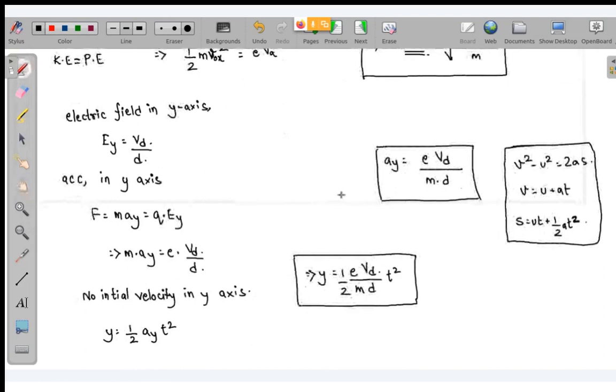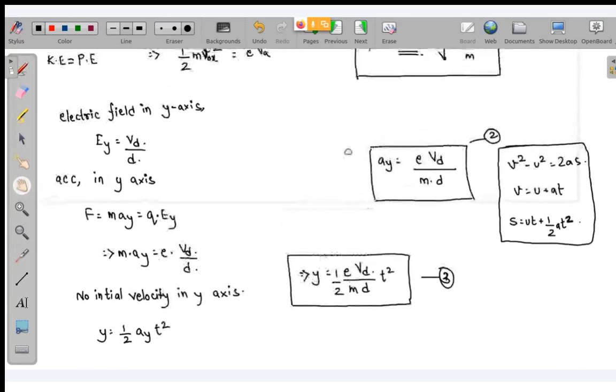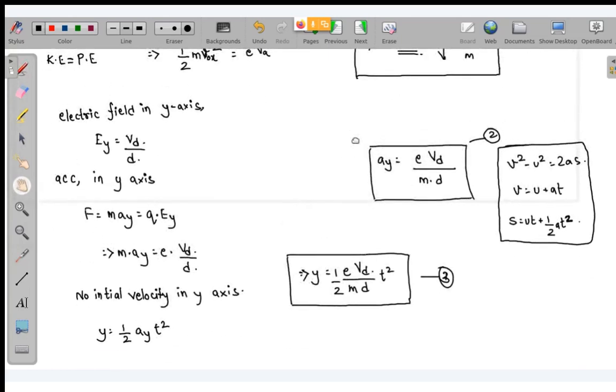So let this be equation 3, this be equation 2, and this be equation 1. Tell me, up to this point, have we understood or not? If you have understood, please note down. I am giving you 1 minute. Please note down. Noted?